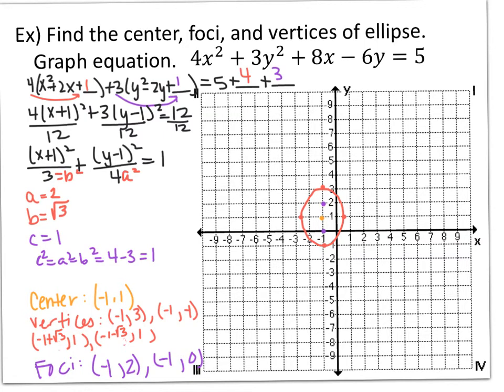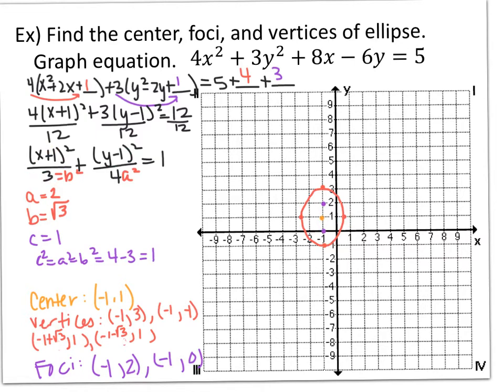So a squared is always the bigger value, so 4 is going to be a squared, which means a is equal to 2. B squared is the smaller value, so b is equal to root 3. So that means I'm going to go 2 in the y direction because a was underneath y. So I went up 2 and got negative 1, 3. And then I went down 2 and got negative 1, negative 1. Then I'm going to go root 3 in the x direction because 3 was underneath x.